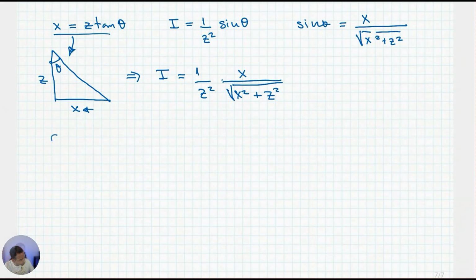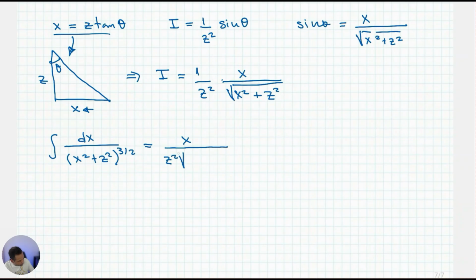Then the integral dx dividing x squared plus z squared to the 3/2 is equal to x dividing z squared multiplying root square of x squared plus z squared. That's the result of the integration by trigonometric substitution.